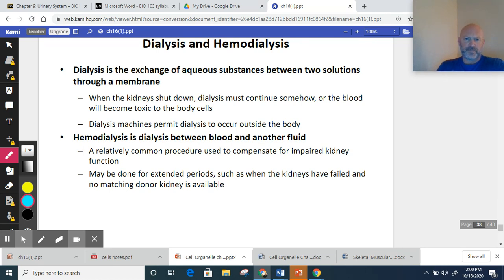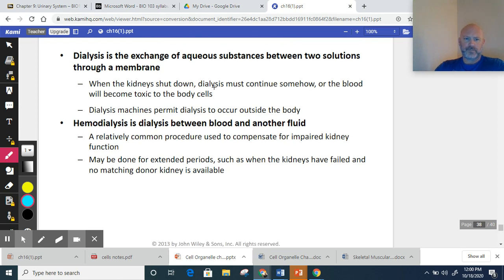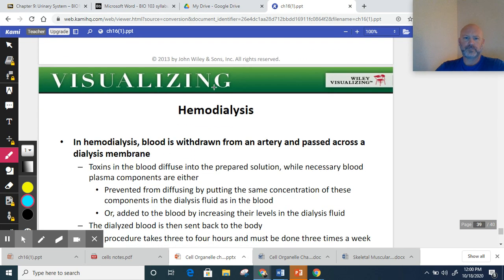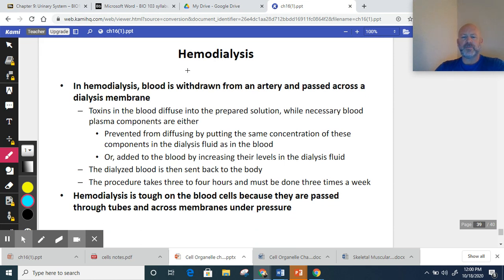All right. So with hemodialysis, how it works is blood is taken out of your arteries and passed across the dialysis membrane. The toxins would then diffuse into the prepared solution and be removed from the plasma. And then those would not be allowed to be put back into the blood. All right.